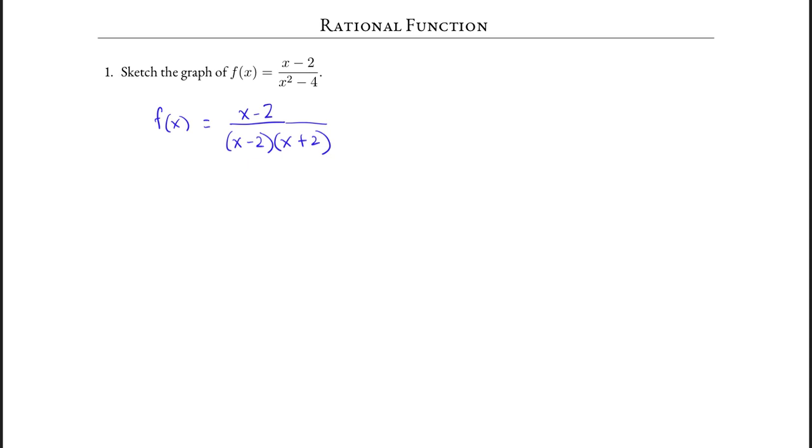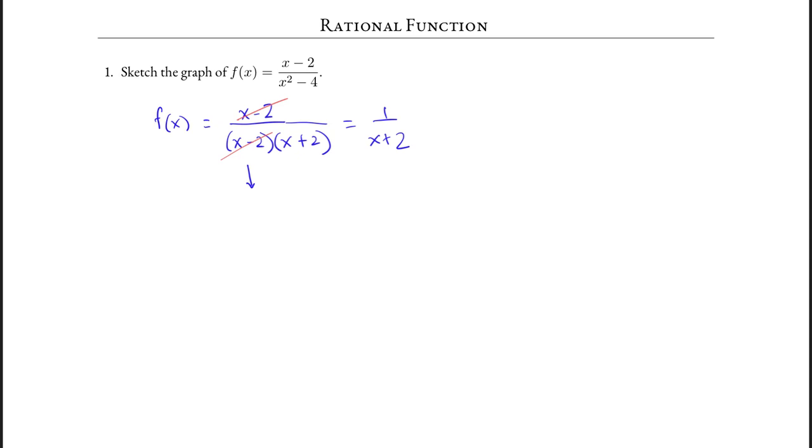But then there is a factor of x minus 2 on the top, and the factor of x minus 2 at the bottom. We cancel this out. We end up with 1 over x plus 2. When we cancel the same factor on top and the bottom, we need to keep track of this.